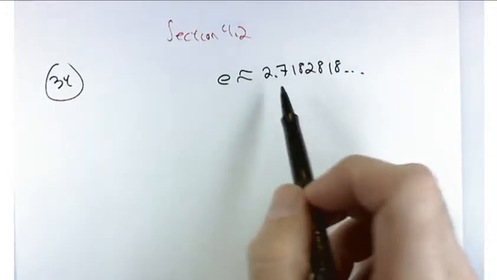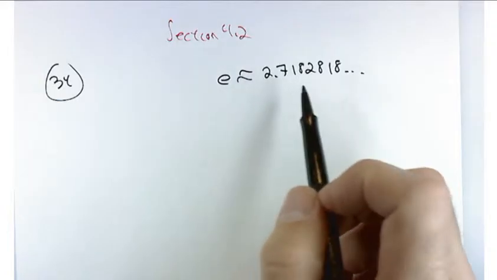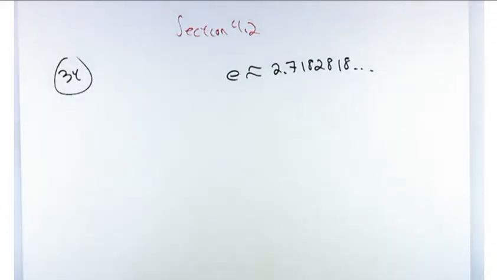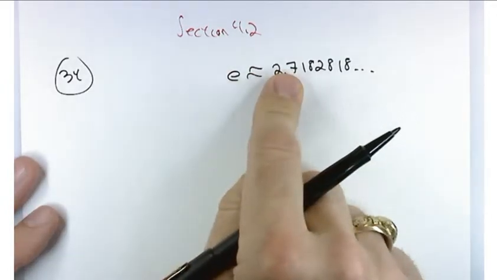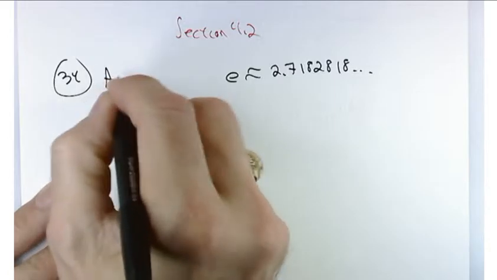I don't know what the record is for memorizing digits of e, but the record for memorizing digits of pi is around 70,000. Which is a staggering amount of digits to remember because they're all random. But e is the basis of our exponential function, and we can use our exponential function to calculate continuously compounded interest. So let's do a little bit of practice of that.